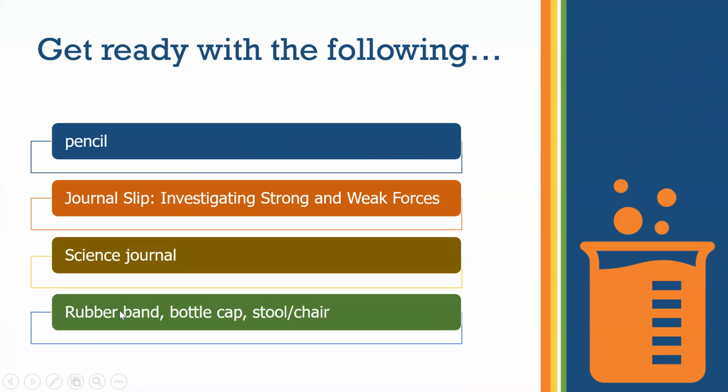Today, you're going to need a pencil, your journal slip, your science journal, and some simple materials. I need you to get a rubber band along with a bottle cap from a water bottle, and you'll also need a chair or a stool.